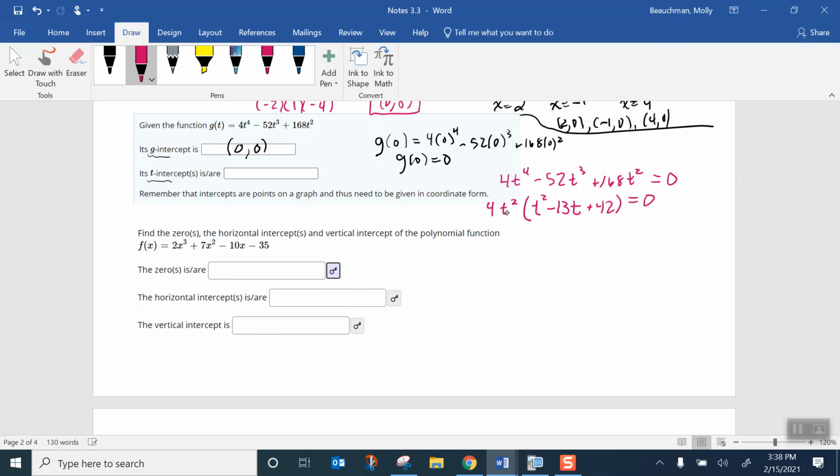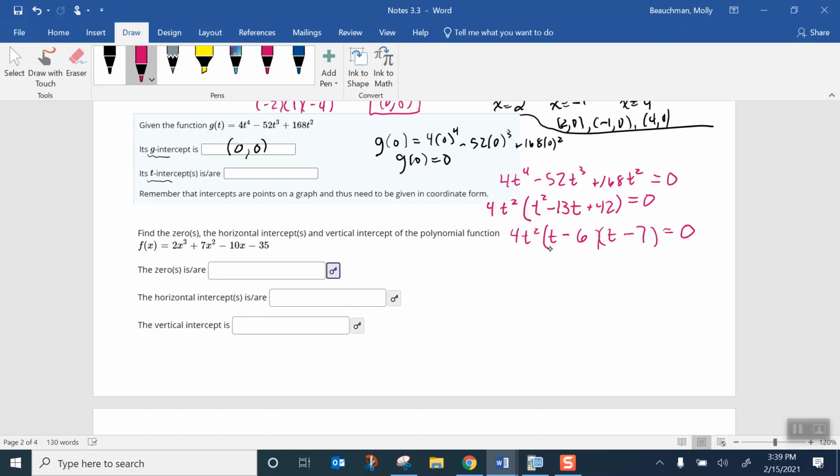equal to 0. Now I can solve the resulting quadratic. I have 4t squared, (t )(t ), and if it factors, I'll have two numbers so that when I multiply them together I get 42, and when I add together I get 13. 6 times 7 is 42, 6 plus 7 is 13. In order to have that be negative, I need -6 and -7.